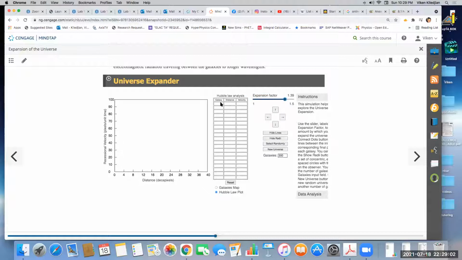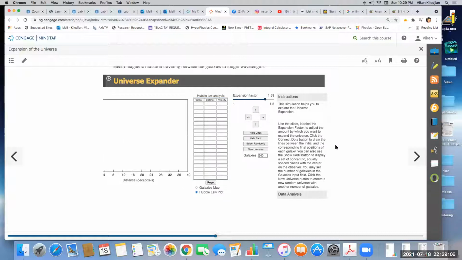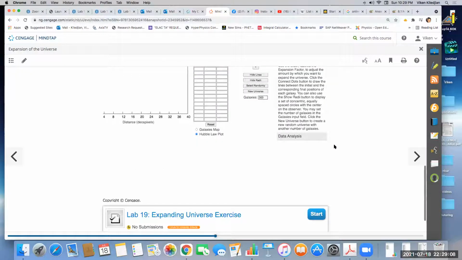Hubble law analysis. Okay, that's probably what we're going to see in the next slide, in the next thing, the expanding universe exercise.